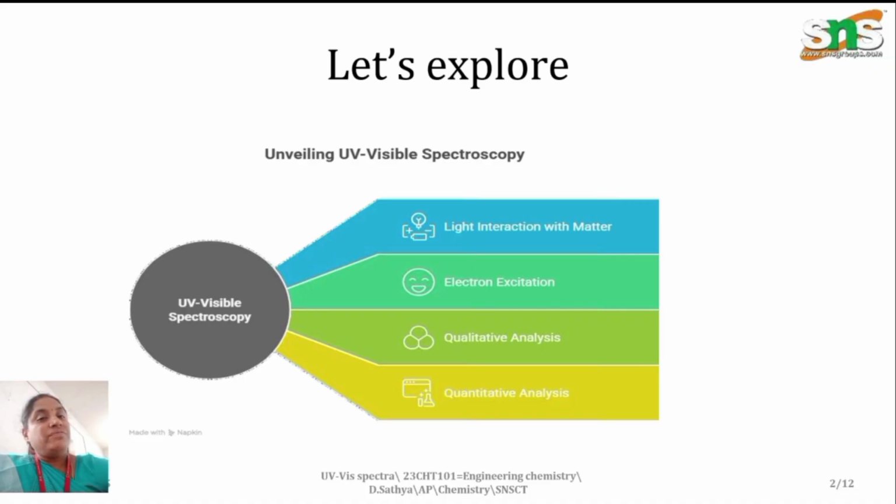In UV, we can't see with our open eyes. This is a very low wavelength, that means the 200 to 400 nanometer region. For visible spectroscopy, we can see, that means 400 to 800 nanometer. So the UV is the wavelength 200 to 400 and visible means 400 to 800. So this is called UV visible spectroscopy.